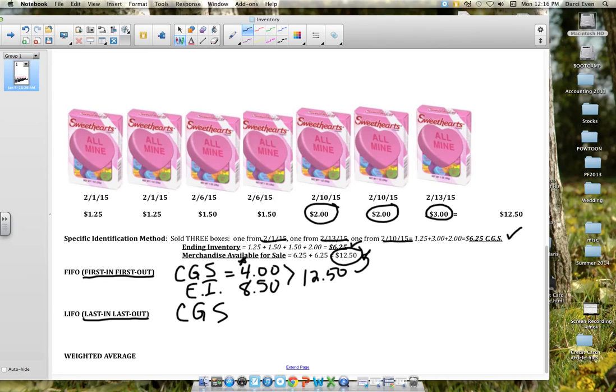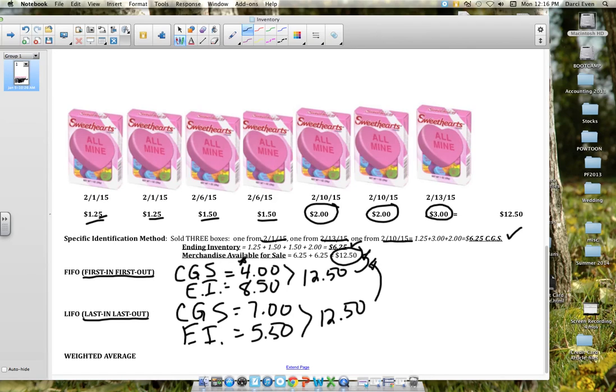And that's $7. And so our ending inventory, what we have left is going to be these over here. And so we've got 1.25 and 1.25 is 2.50, 4.50. Add these two together. What we had available was $12.50. That's the same as on the other ones, so we did it right. And that's called LIFO. And then the last method is called the weighted average.